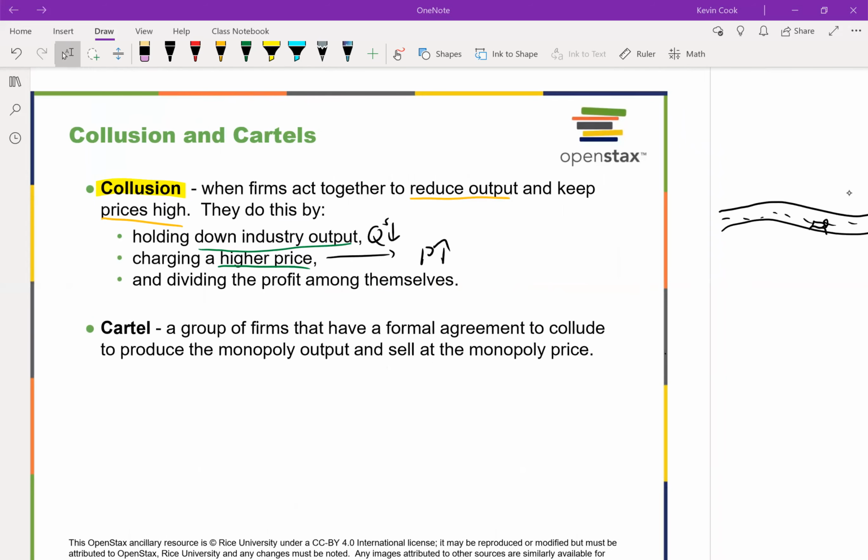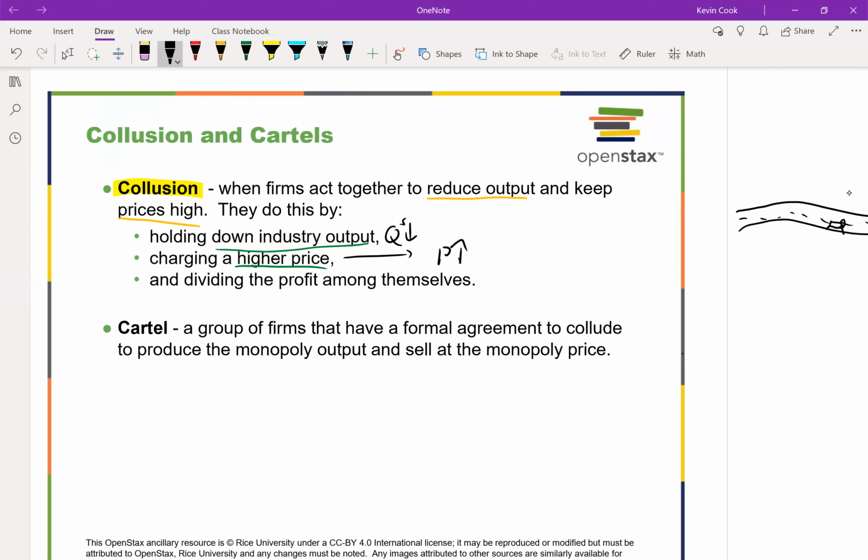So on the first part, we have these lower quantity, high price, then we divide the profit among ourselves. But now if we choose to act in collusion, we're going to enter what's called a cartel. And this is basically just some group that has an agreement to collude. And we say, hey, we're going to produce monopoly output, monopoly price, and we're going to be better off for it.